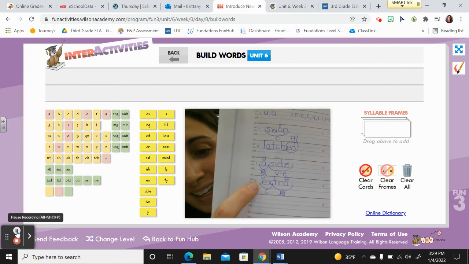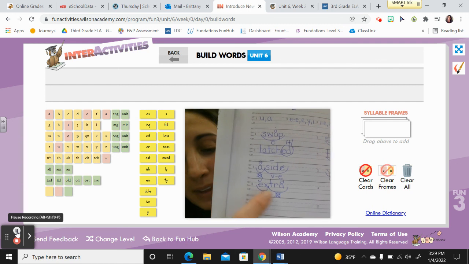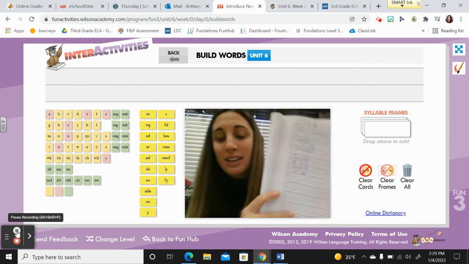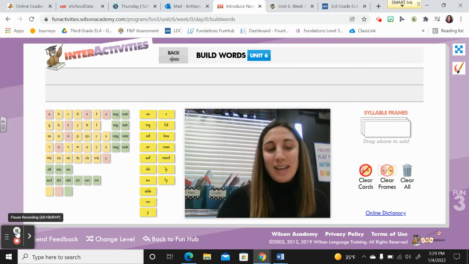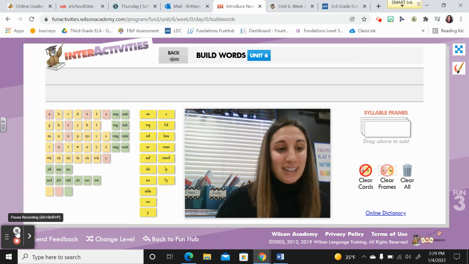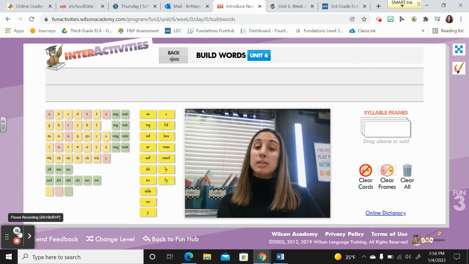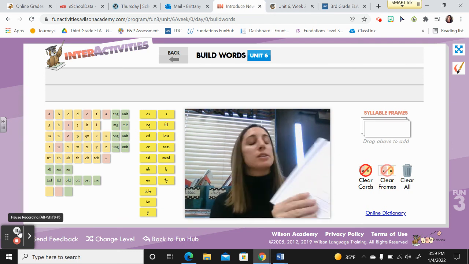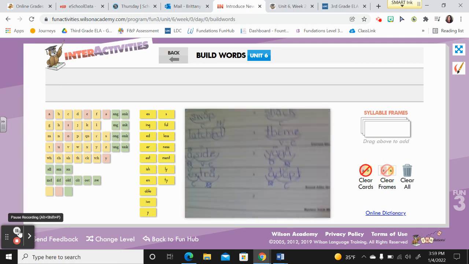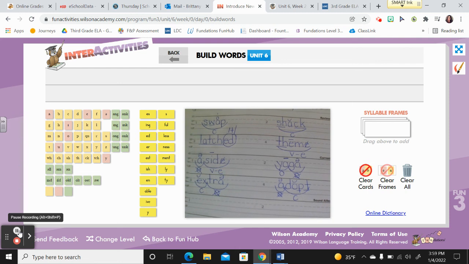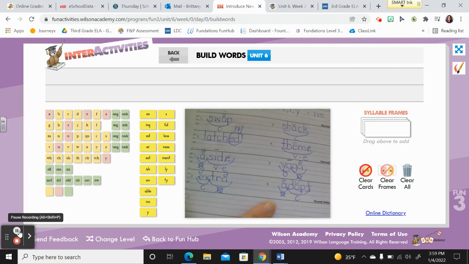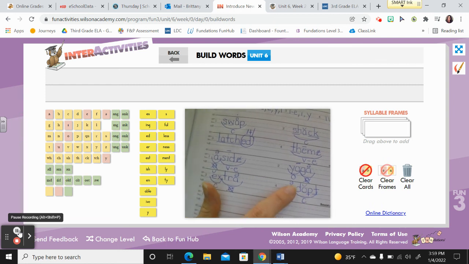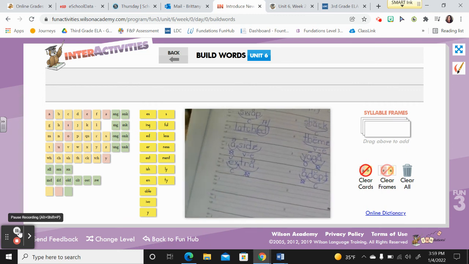E-X-T-R-A. Now, X is closed with a breve over the short E, and tra is your open exception with a schwa above the A. And the last word is adopt. Say it. Adopt. Try it. Okay, let's see how you did with adopt. Some pet owners adopt their pets from local shelters. Did you spell it correctly? A-D-O-P-T. And we have our open syllable exception with the schwa. And dopt is closed with a breve and that PT blend at the end.